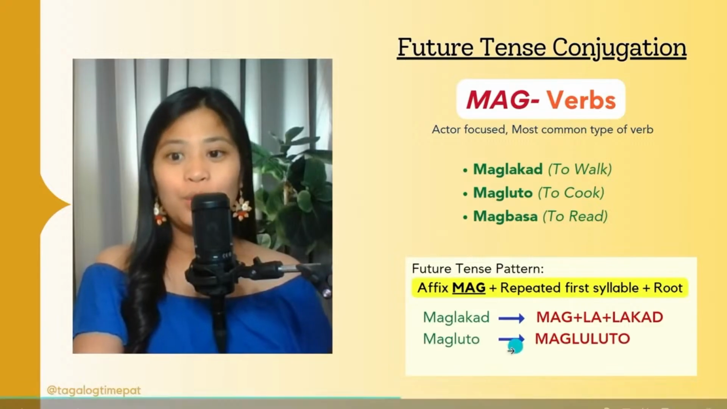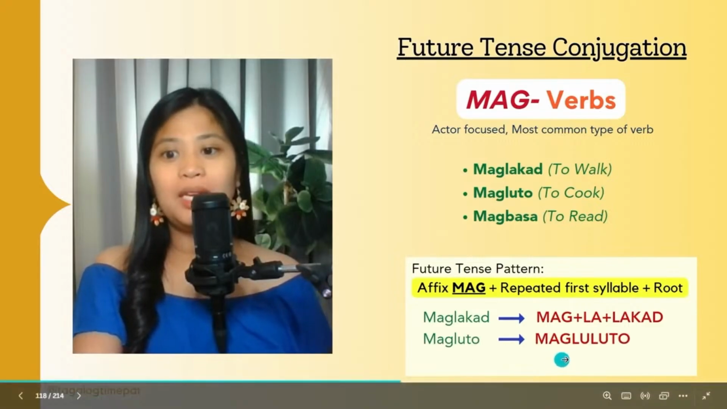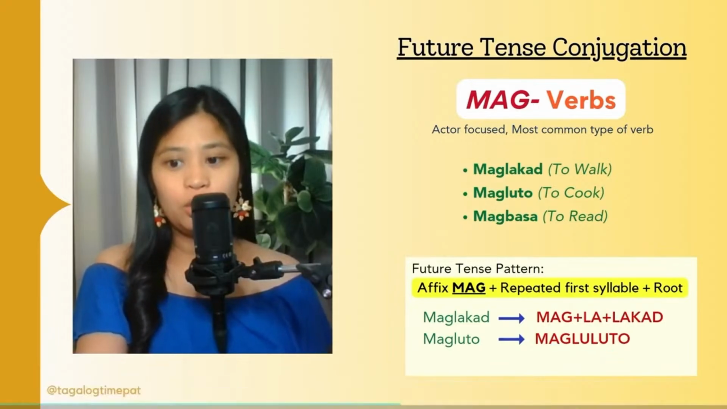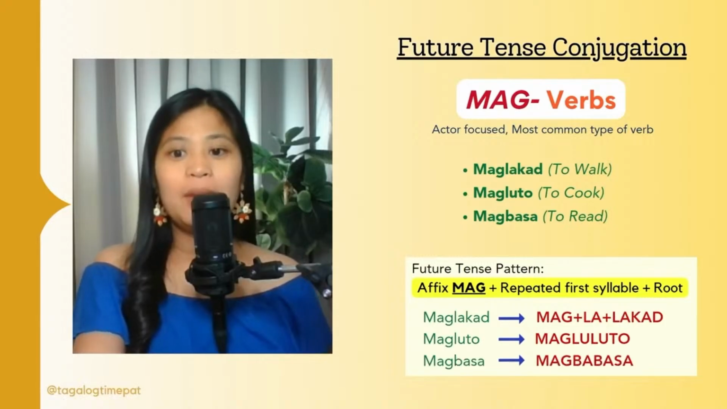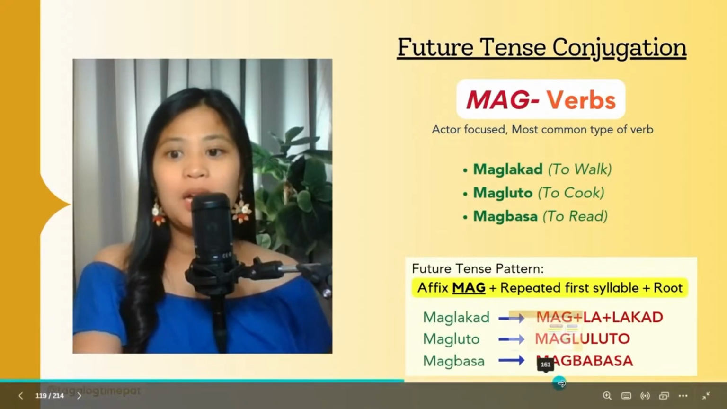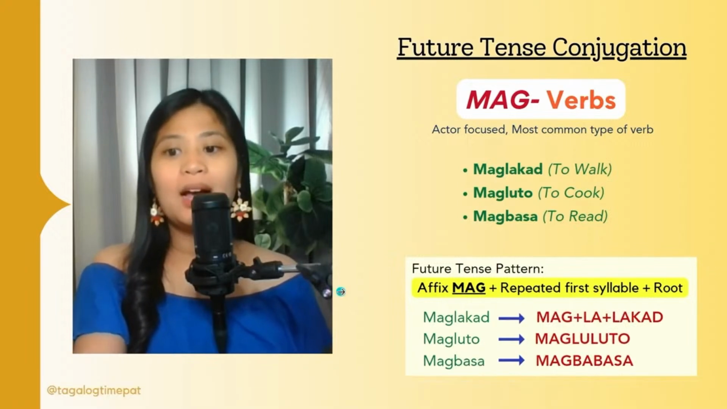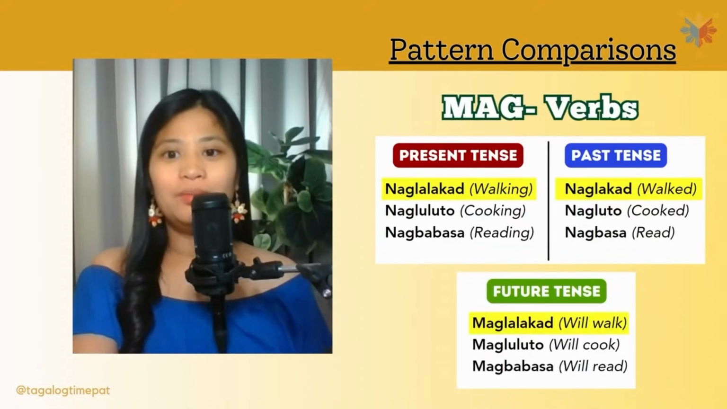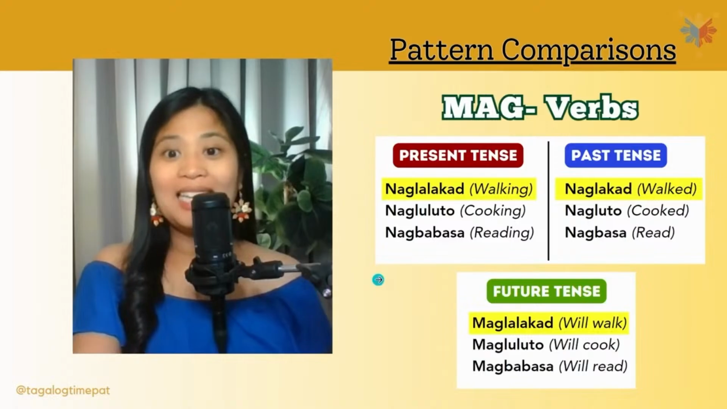Magluto, to cook, in the future tense will be magluluto. Again, the affix is mag, then there's the repeated first syllable, and then the root. Magluluto sila, they will cook. Lastly, magbasa, to read, becomes magbabasa. Magbabasa ako, I will read. So let's compare all of these tenses together. And let's just take a look at the highlighted ones.